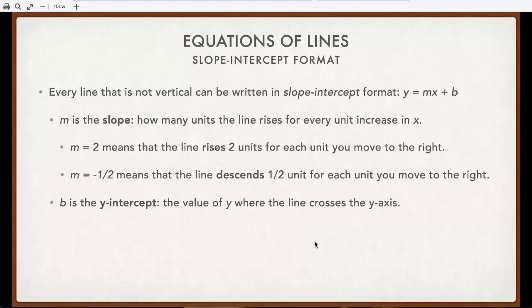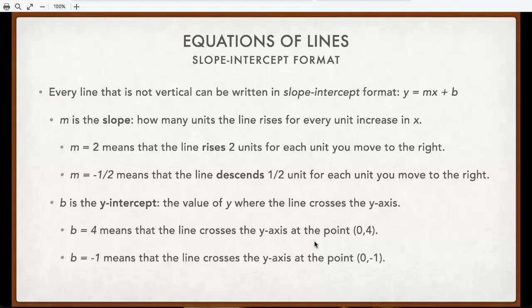b in this slope-intercept format is our y-intercept. It's the value of y where the line crosses the y-axis. So if b equals 4, the line will cross the y-axis at the point (0, 4). And if b is negative 1, the line will cross the y-axis at the point (0, negative 1). Notice that for both of those points, the first coordinate is 0 because the y-axis is located at 0 on the x-axis. So at the point where a line crosses the y-axis, the x value has to be 0.